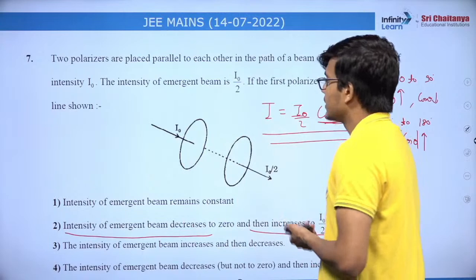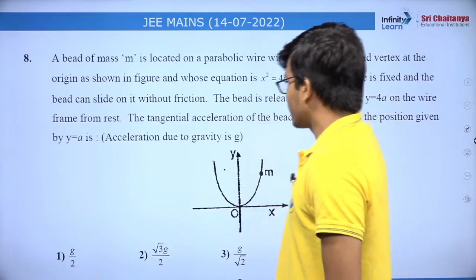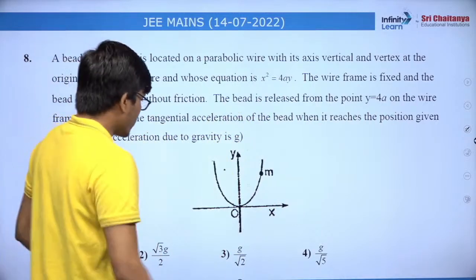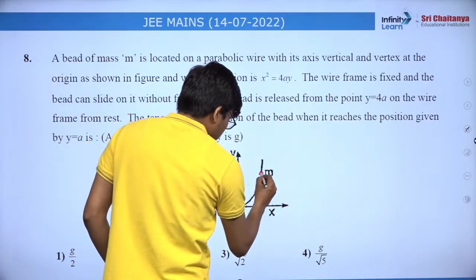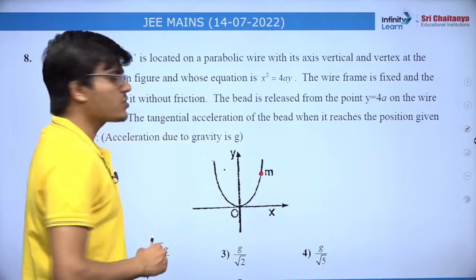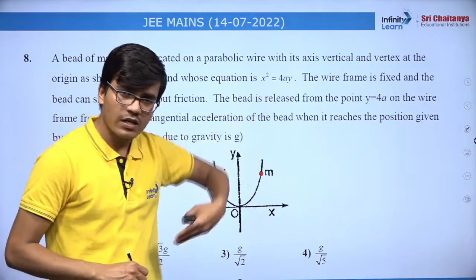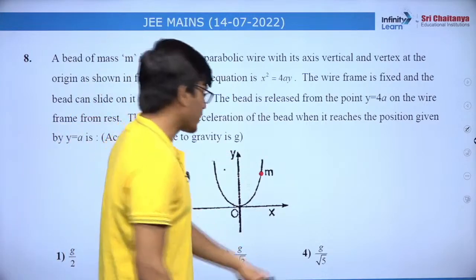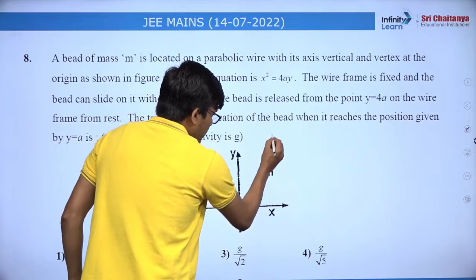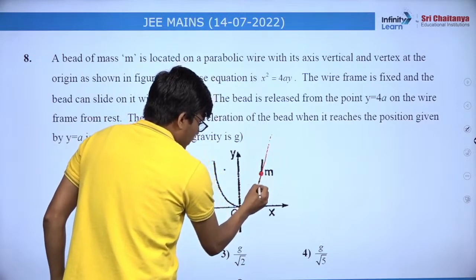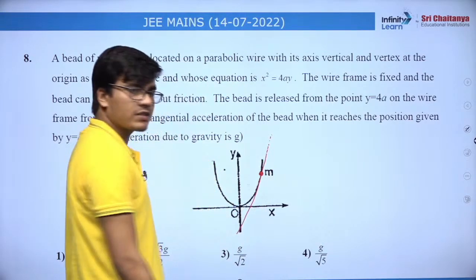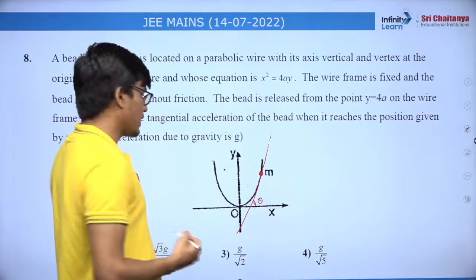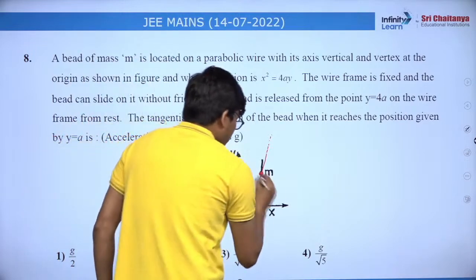Moving ahead, this is a question from Newton's laws of motion. There is a bead, and you have to calculate the tangential acceleration of this bead, meaning with what acceleration it will move tangentially. So just make the free body diagram of this bead. If we are talking about the tangent, we are talking about this line. Let's say this angle is theta, and make its free body diagram.